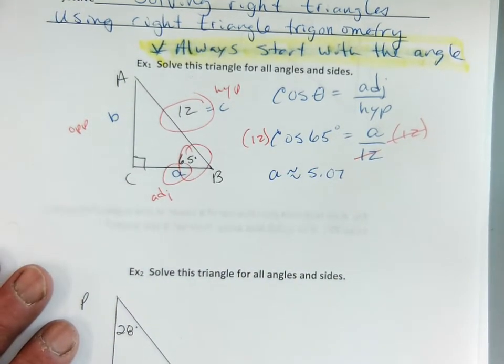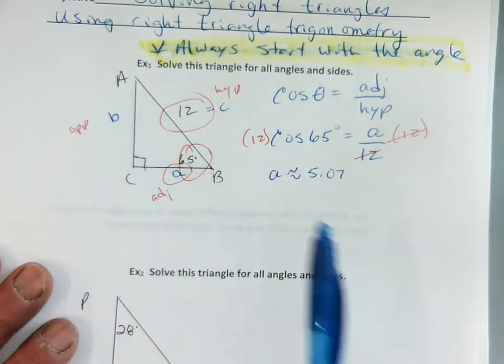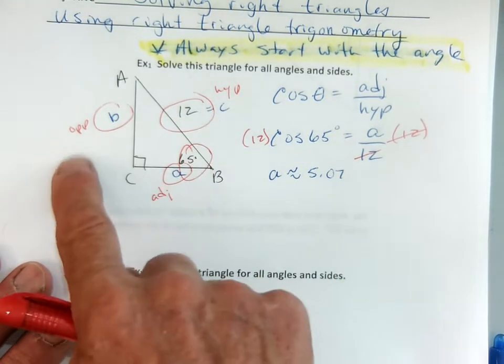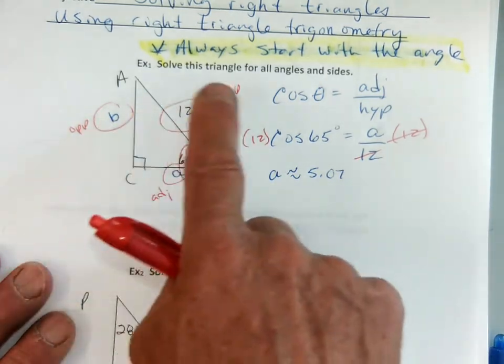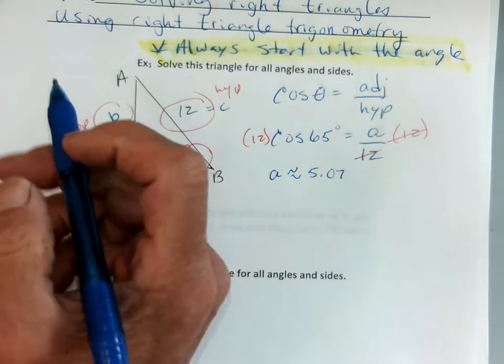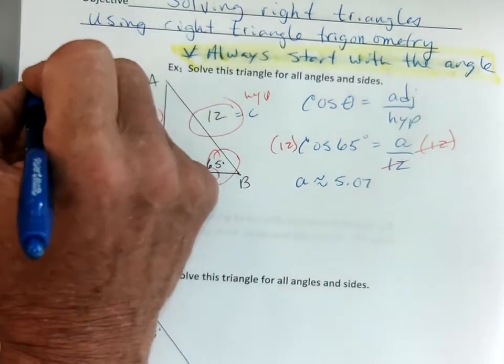Good. Now, let's find little b. So I've got little a. Little b is the opposite side. So now opposite and hypotenuse, which one should I use to find little b? Yeah, sine.